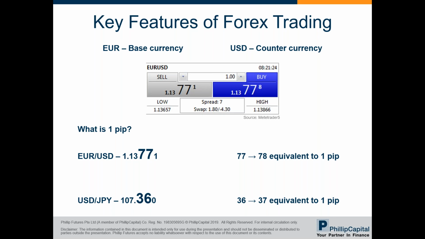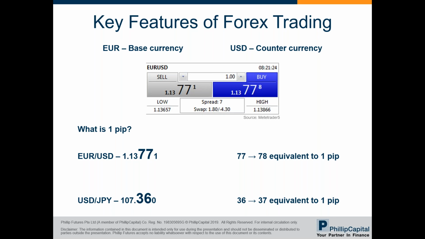Let's say the current rate is 1.1377. The fourth digit after the decimal would be your 1 pip. So 7 becoming 8, or 77 becoming 78, would be 1 pip. And if 77 becomes 76, that will be 1 pip as well.